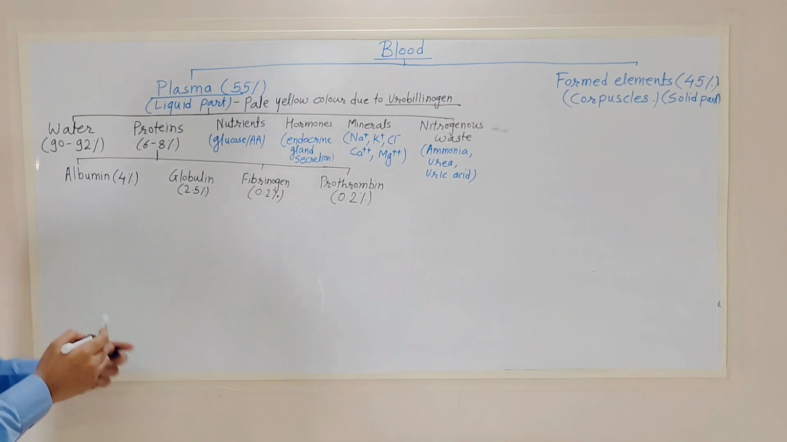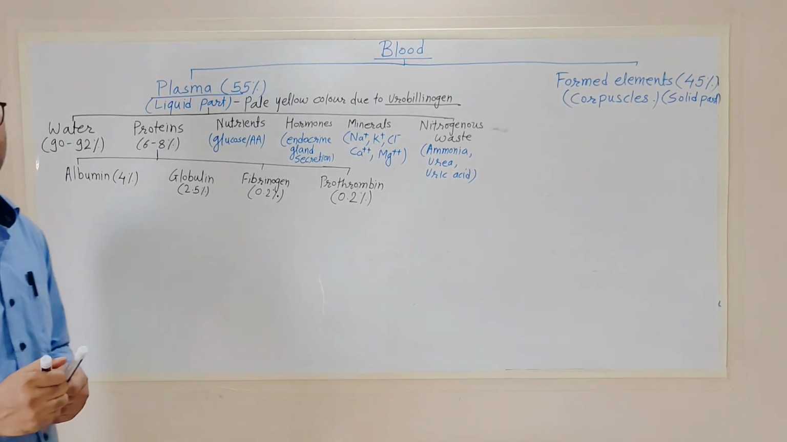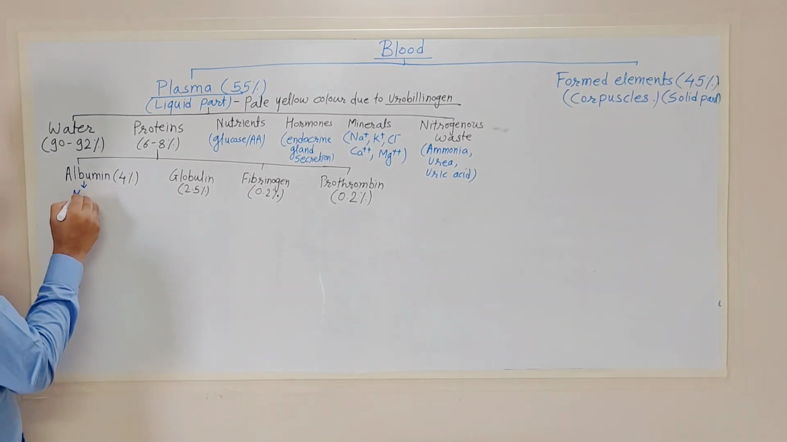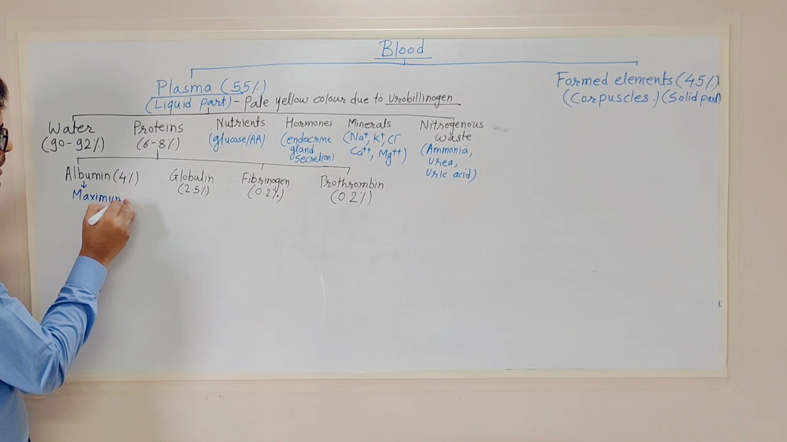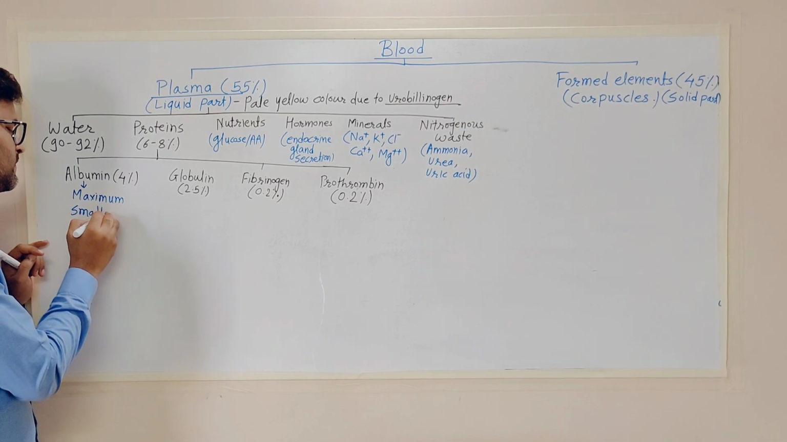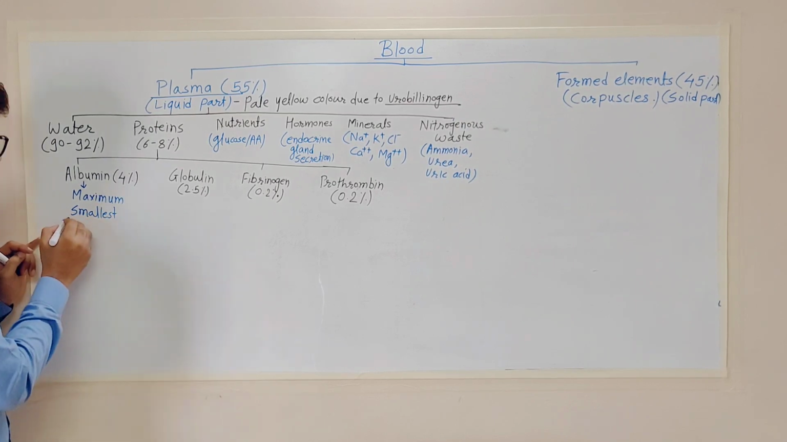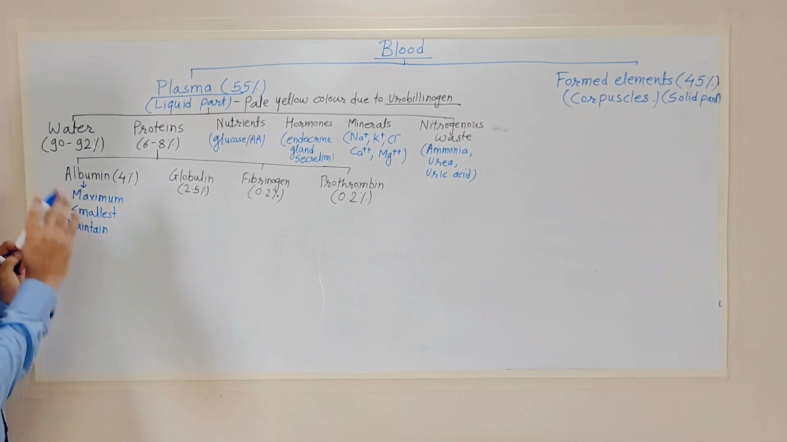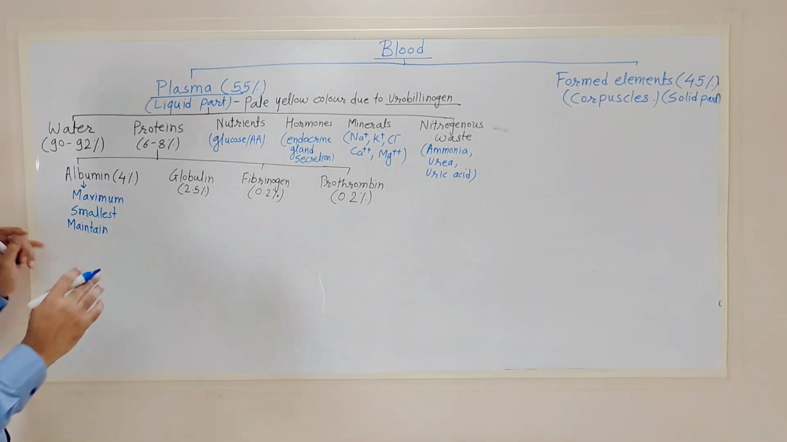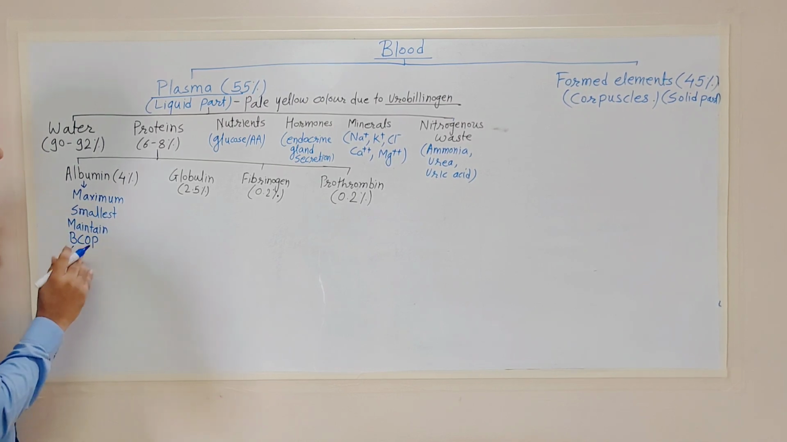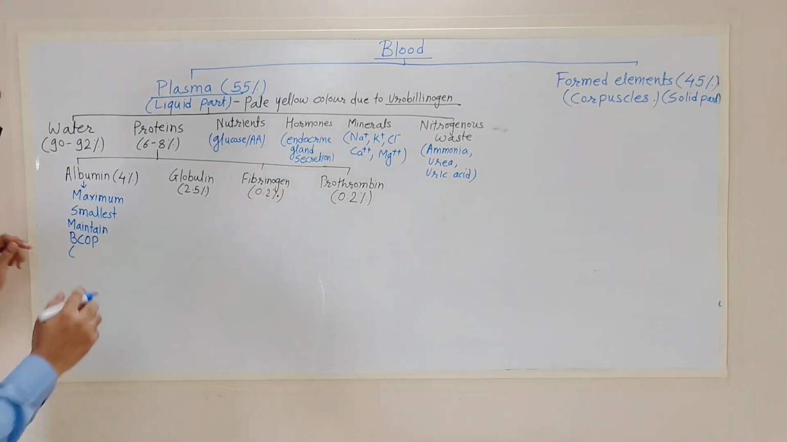Okay, now what is the function and what is the speciality of these proteins? So albumin, I said already, is maximum in quantity. Okay, it is smallest in size, and it will maintain blood colloidal osmotic pressure. That means it maintains the osmotic pressure. Okay, we will remember it as osmotic pressure.